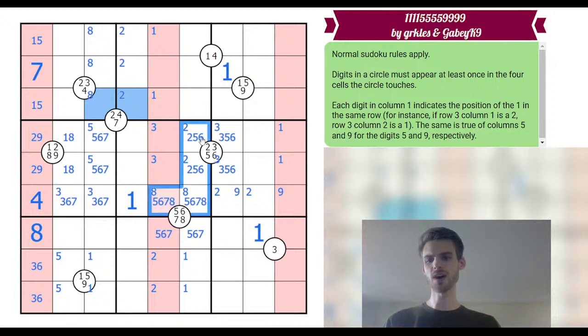There's definitely a 5 in these cells, because either this one is putting a 5 over here, which will put a 5 in here, or this one will put a 5 in one of these 2 cells. So there's always a 5 in one of these 4 cells.